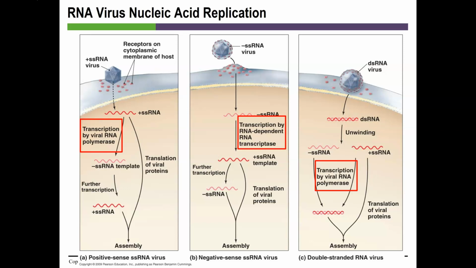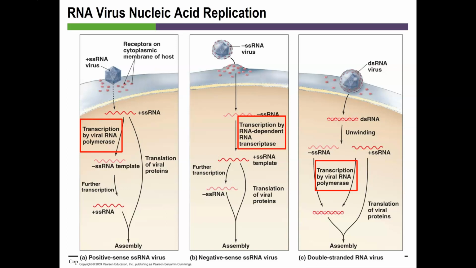The positive sense will not only be translated so viral proteins can be produced, it also serves as a template to make more negative sense RNAs, which are the genome. You need copies of the genome of the virus before you can make functional infectious variants. Assembly, shown down here at the bottom of these panels, is the making of new virus particles.